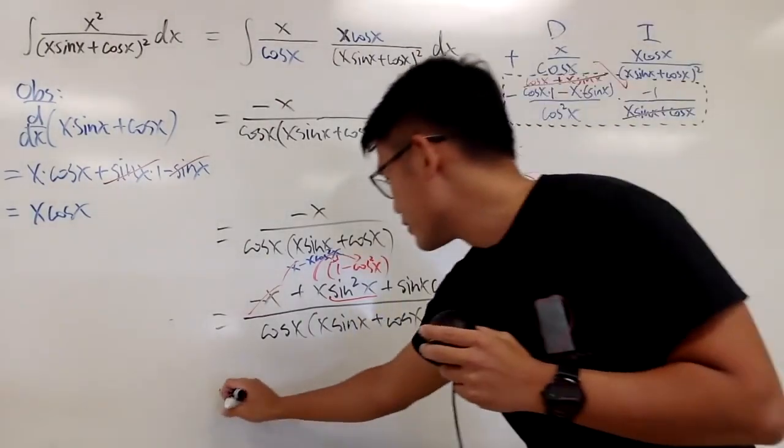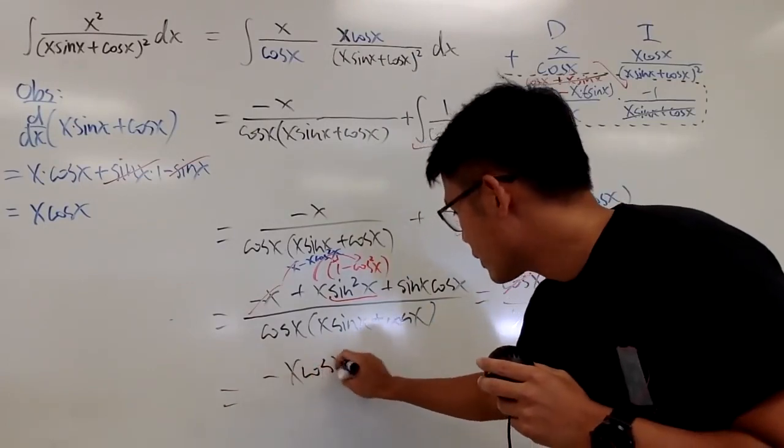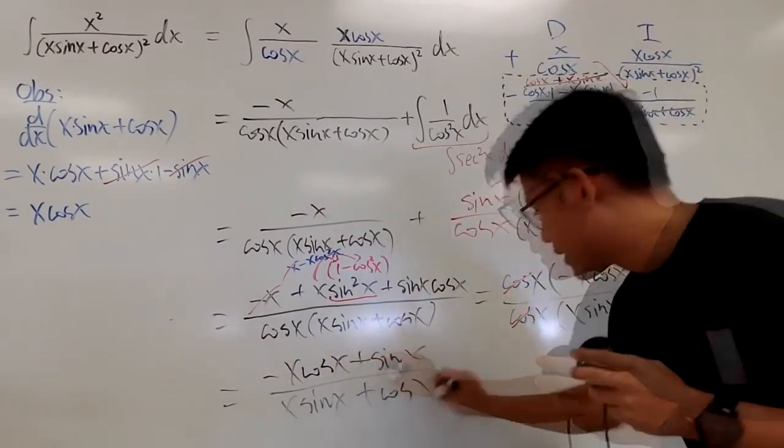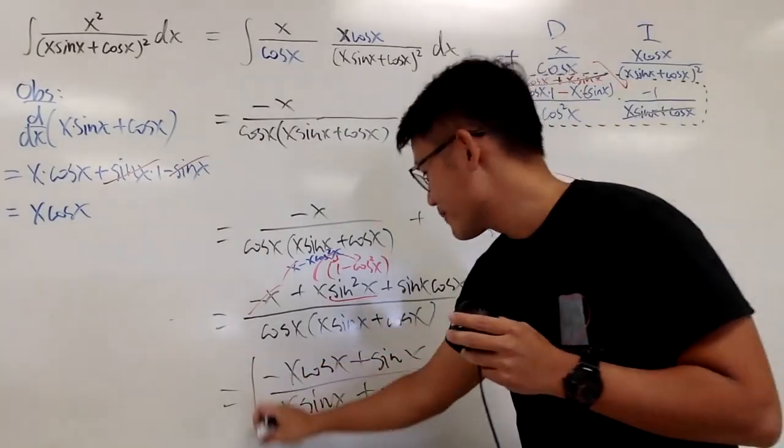So I will just write this down legitimately. Finally, we see that the answer is this, which is negative x times cosine x plus, and with that, we are done. So let me just put a plus c right here, and that's it.